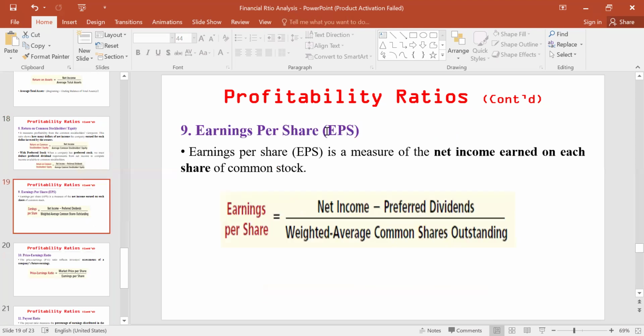And another important tool, earnings per share, EPS. This shows how much capacity there is per share to earn profit or dividend. The simple formula: EPS is net income minus preferred dividend divided by weighted average common shares outstanding. How many common shares are outstanding is indicated by this tool and technique.